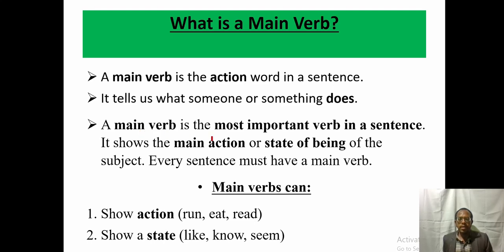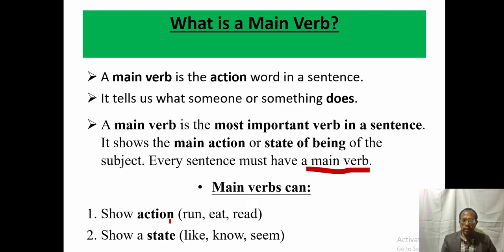So a main verb is the most important verb in a sentence, because it shows the main action or state of being of the subject. So every sentence must have a main verb. Okay. So main verbs can mainly, number one, show actions.